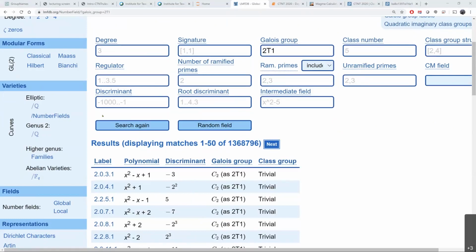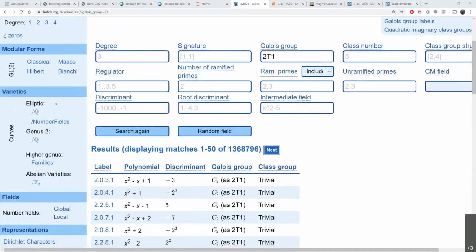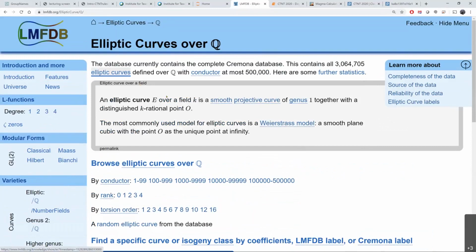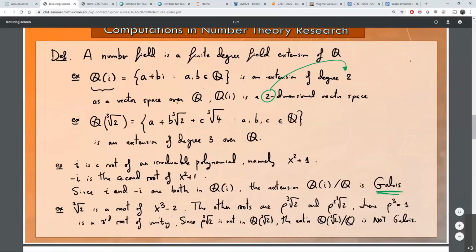What else can we explore in the database? I'm a big fan, if you don't know, of elliptic curves. My T-shirt is about elliptic curves right now. So let's try to explore elliptic curves. So what are elliptic curves? We can expand the definition here. We can go to my second slide here.